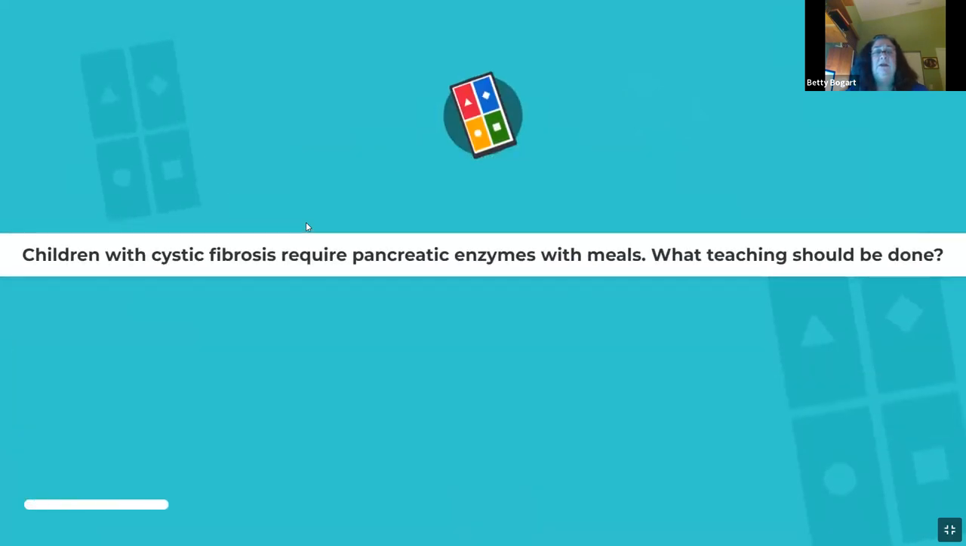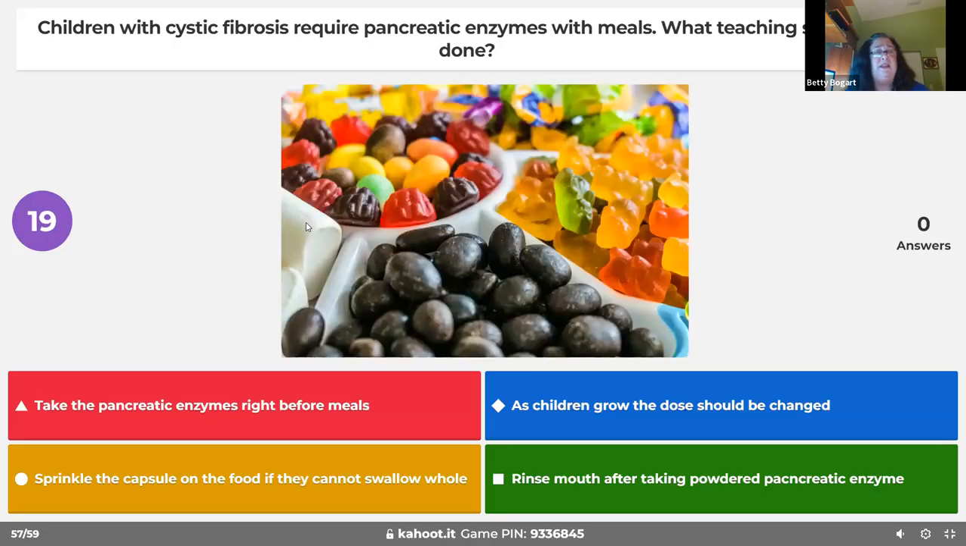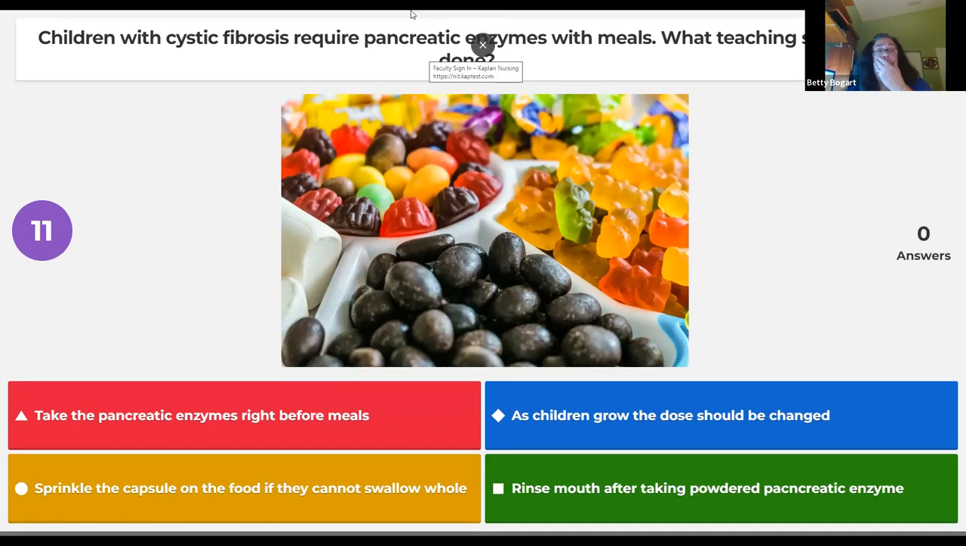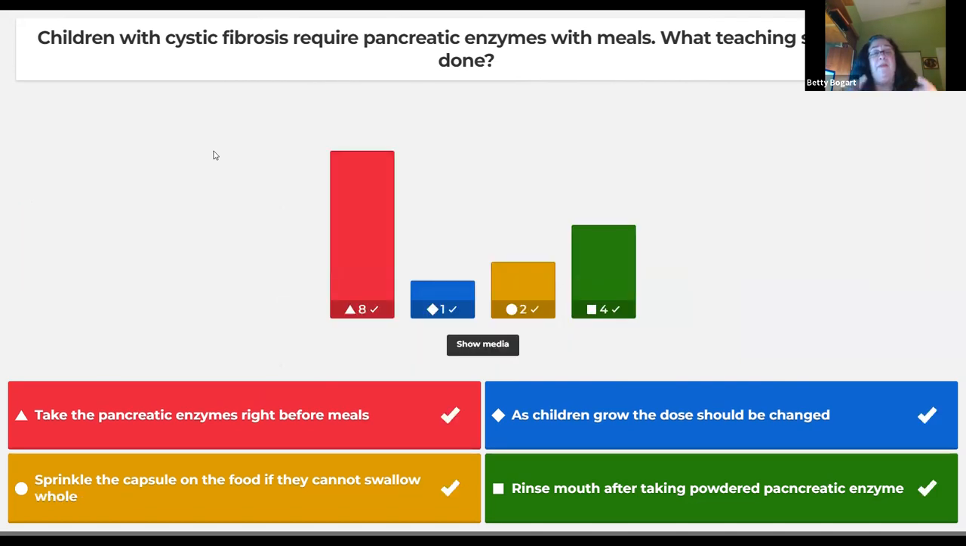A multi-select. Children with cystic fibrosis require pancreatic enzyme with meals. What teaching should be done to these parents and to the children? So we give them right before the meals, not an hour before, not 2 hours, right before. Sometimes we have to open the capsule and sprinkle it, which is fine. But sometimes if it's powder, we need to make sure we rinse the mouth so that it doesn't hurt their teeth. And remember, children grow. We forget that and they need bigger doses as they get older.